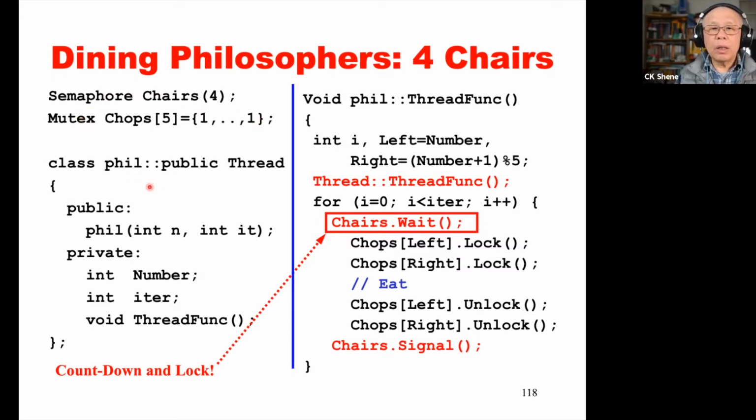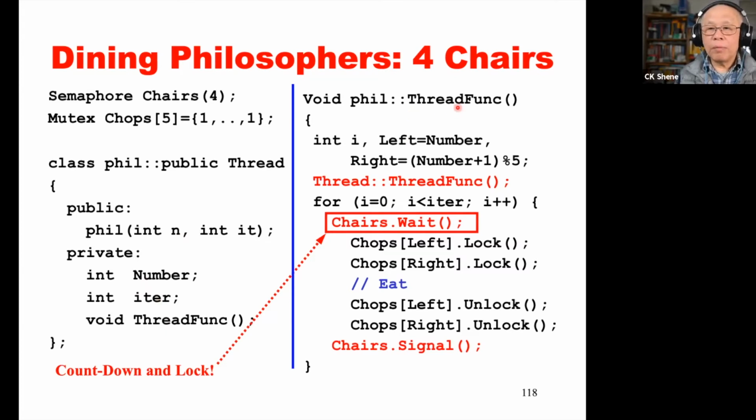So here is the philosopher class. It has a constructor with an initial number n, which is the number assigned to that philosopher, and the number of iterations for that philosopher to eat and think. And it has 3 items in the private section: number is the number of the philosopher, its left neighbor, and how many iterations for that philosopher to do the thinking and eating cycle. And again, a thread function.